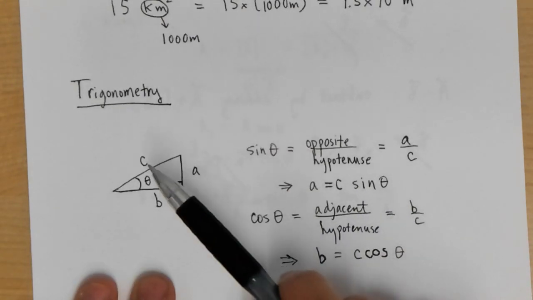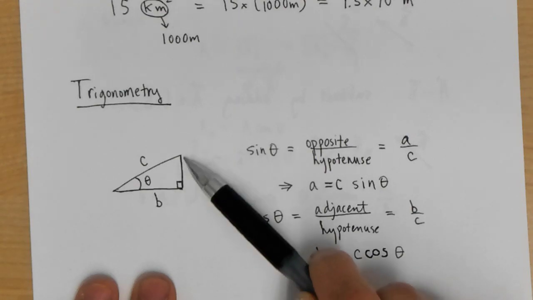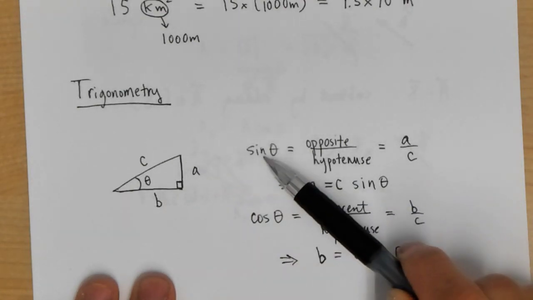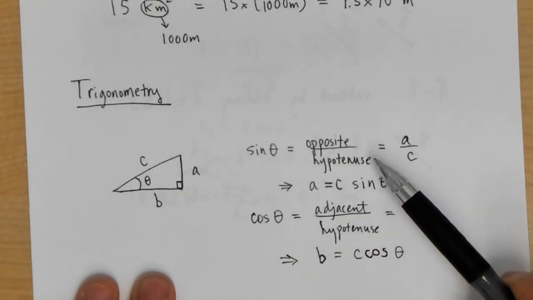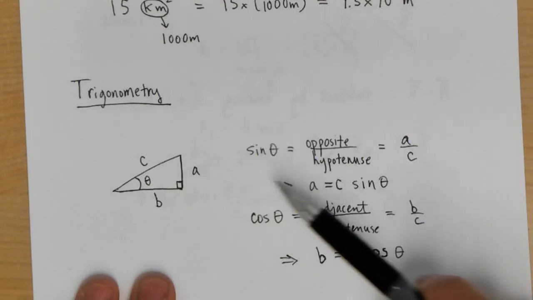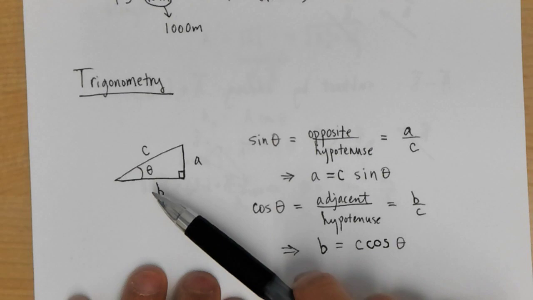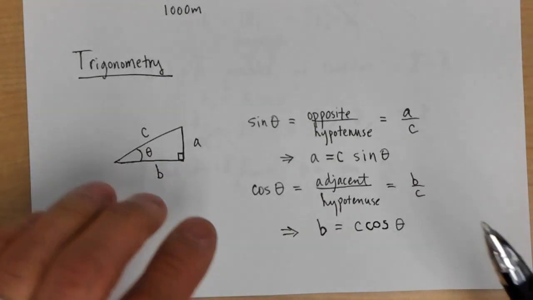Review of trigonometry. We have an angle theta here, here is the right triangle, we have the opposite side, the adjacent side, and the hypotenuse. So sine of theta is the opposite over the hypotenuse, a over c. So then a is equal to c, the hypotenuse, times the sine of theta. The cosine is the adjacent over the hypotenuse, b over c. And so b is equal to c, the hypotenuse, times the cosine of theta.